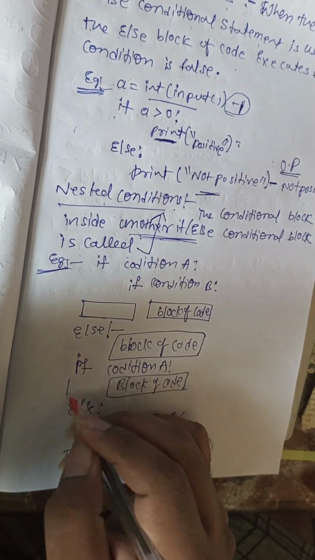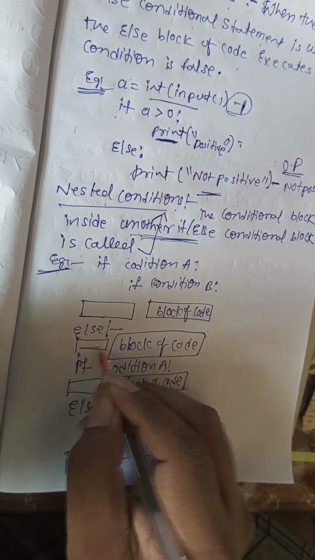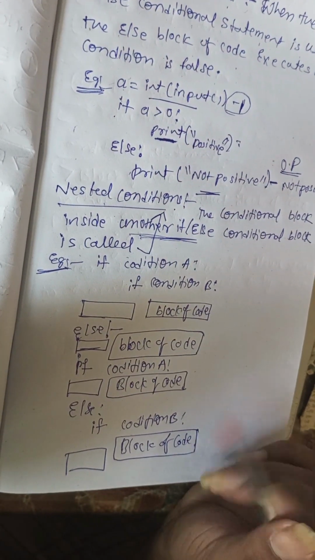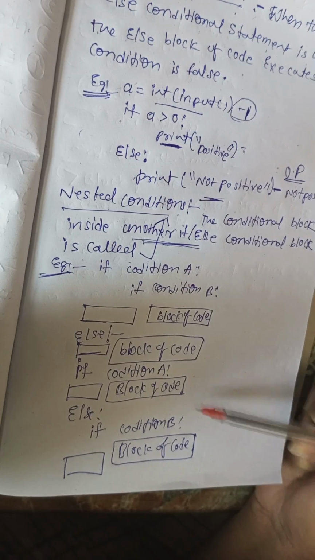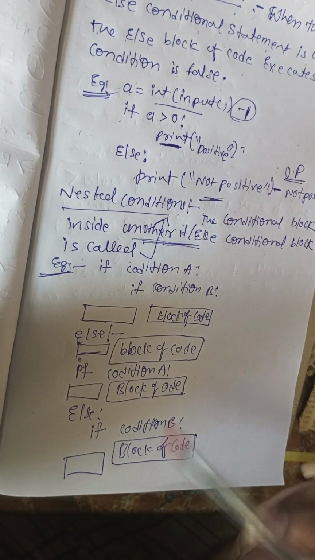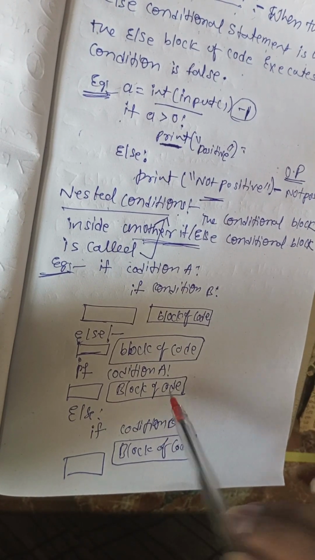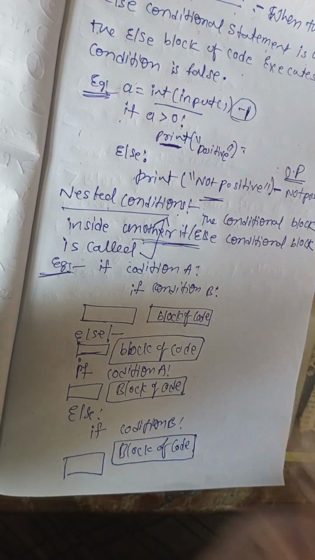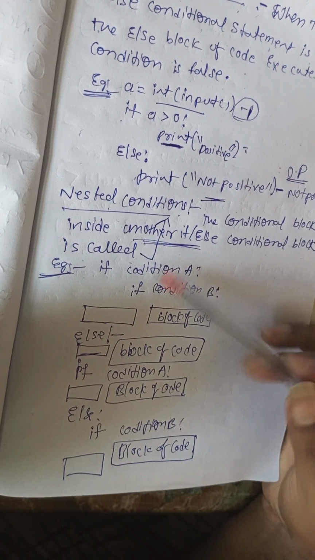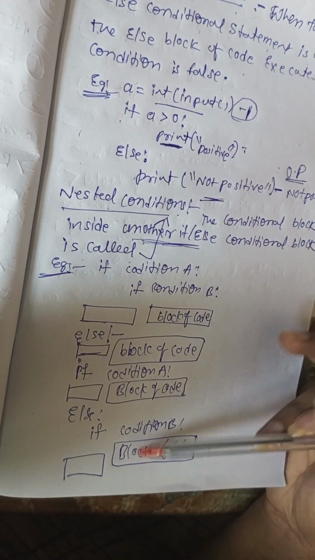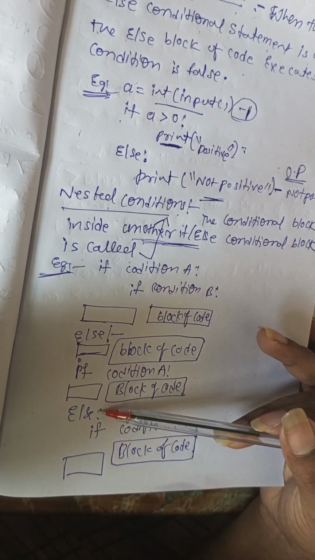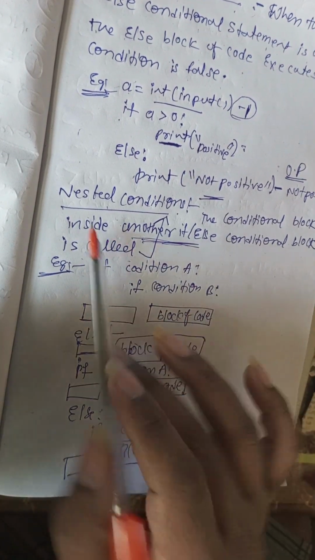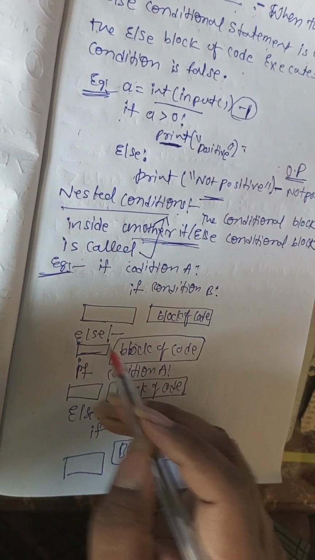Giving some indentation takes 4 spaces. So here what happened, the conditional block inside is having an if else condition block, another if else condition block. This type of condition is known as nested conditions. See here, if is there, and in the if else condition only another if else block is there. This type of condition is known as nested conditions.